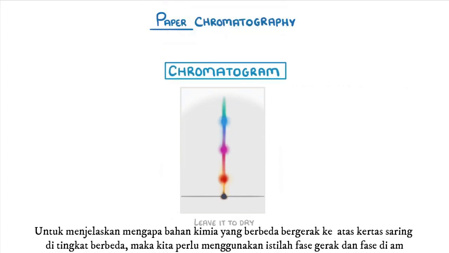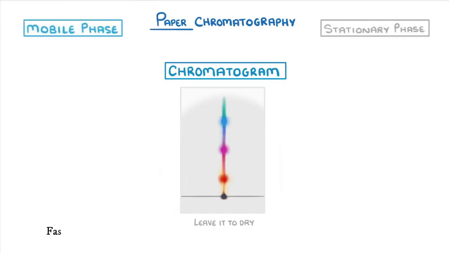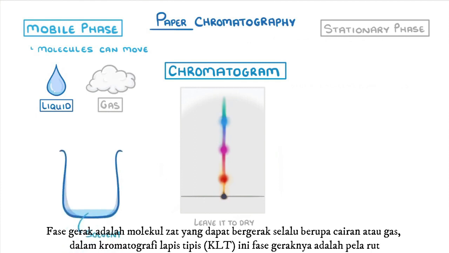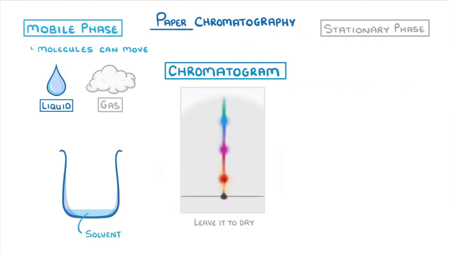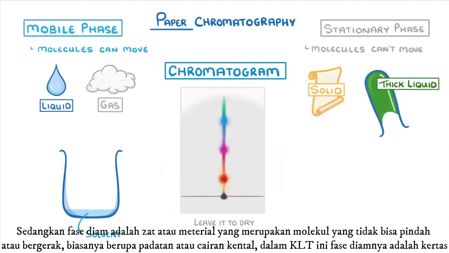Now, to explain why the different chemicals move up the filter paper at different rates, you need to use a couple of weird terms: the mobile phase and the stationary phase. The mobile phase is a substance that the molecules can move in. It's always a liquid or a gas, and in our paper chromatography, it would be the solvent that we used. Meanwhile, the stationary phase is a substance or material that the molecules can't move in. So usually a solid, or sometimes a really thick liquid. But for us here, it would be our paper.